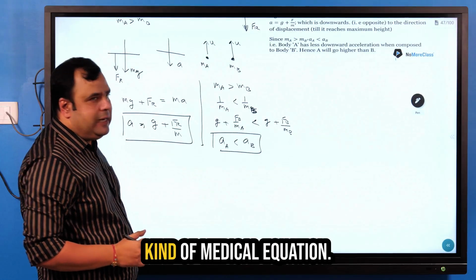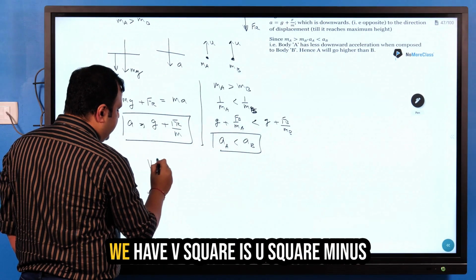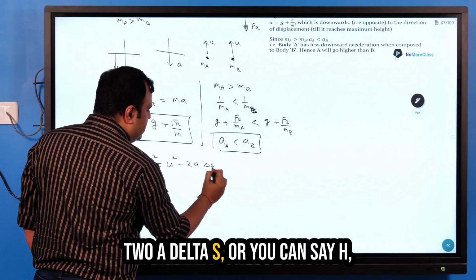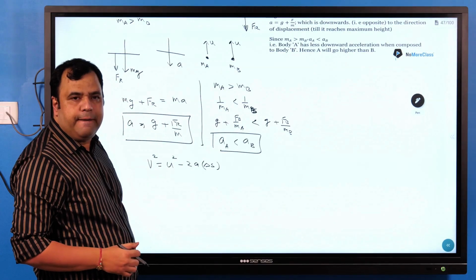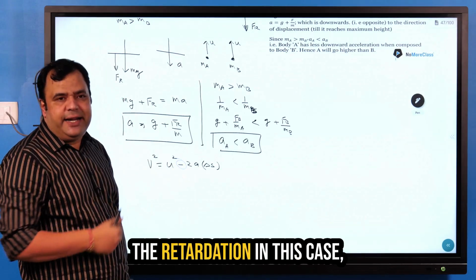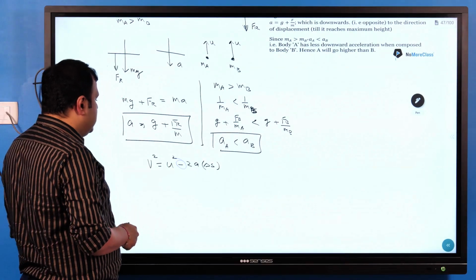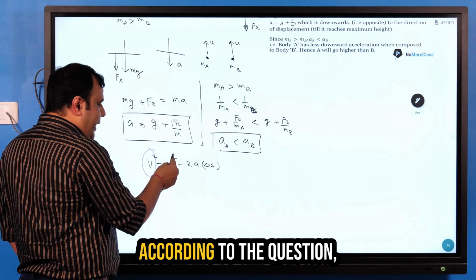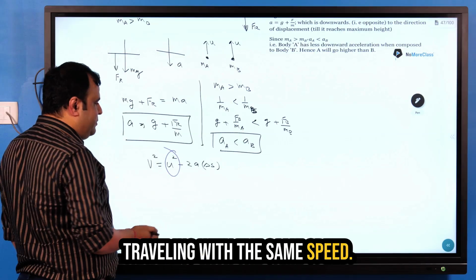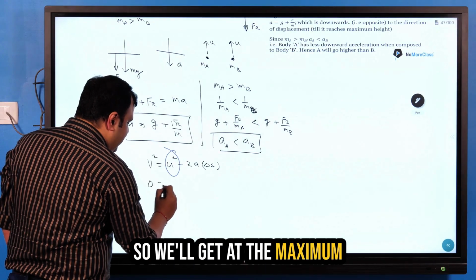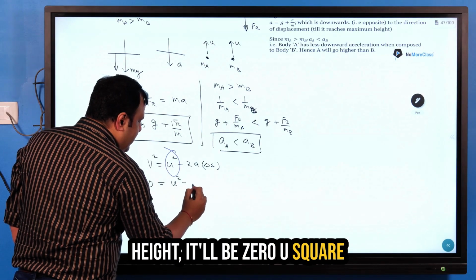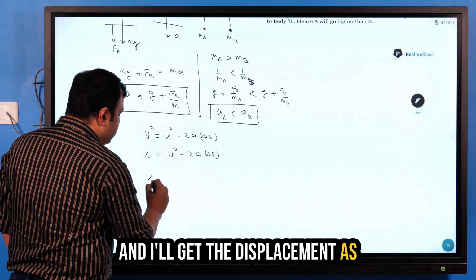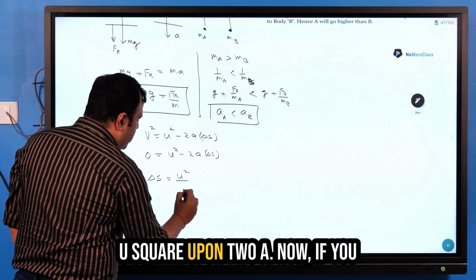For that, I'll be using the third kinematical equation. So from the third kinematical equation, we have v squared is u squared minus 2a delta S, or you can say H. I've taken the minus because it's a retardation. At the maximum height, both of the particles will have zero velocity. According to the question, both the particles are traveling with the same speed. So at the maximum height, it will be 0 equals u squared minus 2a into displacement. And I'll get the displacement as u squared upon 2a.